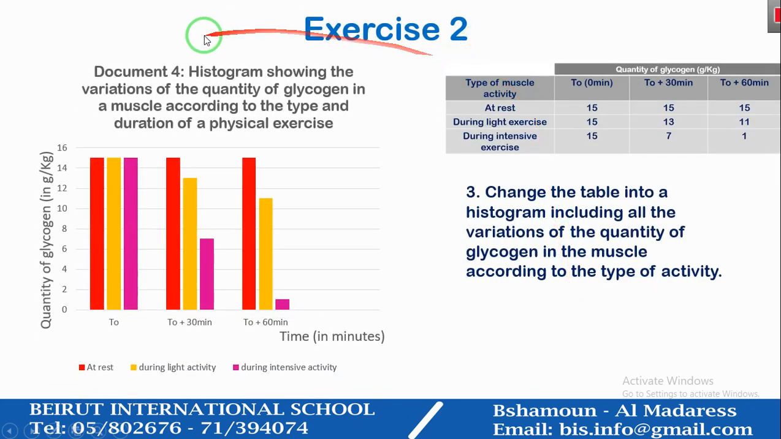So of course the histogram also should have a title, and we're going to do the same color code. So at rest it's 15 at T0, during light exercise it's 15, during intensive exercise it's 15, so all of them are 15. Now at T30 for at rest it's 15, for light exercise it's 13, and for intensive exercise it's 7, and for 60 minutes at rest it's 15, at light exercise it's 11, and at intensive exercise it is 1.